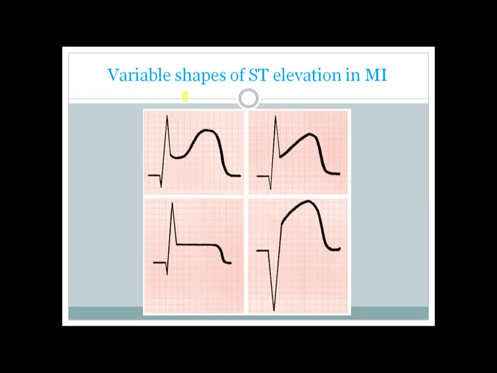The ST elevation in MI can have different types of shapes. It can look like this, or be directly spiky, or flat, or have a dome shape. But whatever the shape is, the most important point is the J point. The J point is the junction between the S wave and the start of the ST segment. This junction is very important to remember. Here this is the J point, this is the J point, this is the J point. This is the part where the QRS complex junctions with the ST segment.